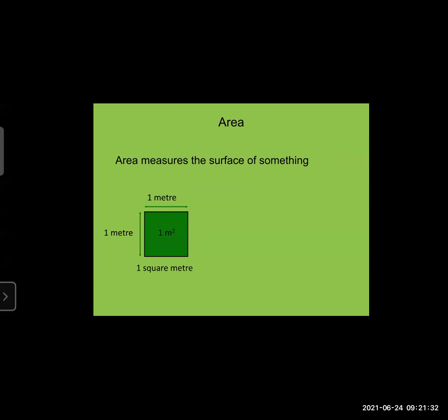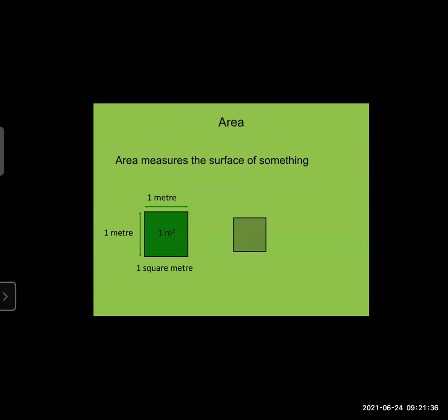Now the second one is area. Area measures the surface inside something. See, its length is 1 meter and its width is also equal to 1 meter. So we take two dimensional, means 1 into 1. So we get 1 square meter. Here we consider two dimensional. So you take 1 meter into 1 meter, that is equal to 1 square meter.